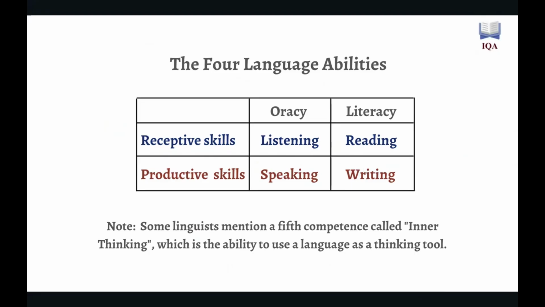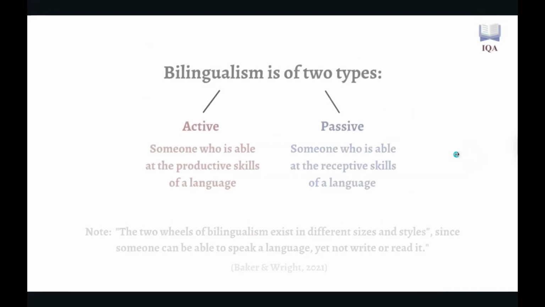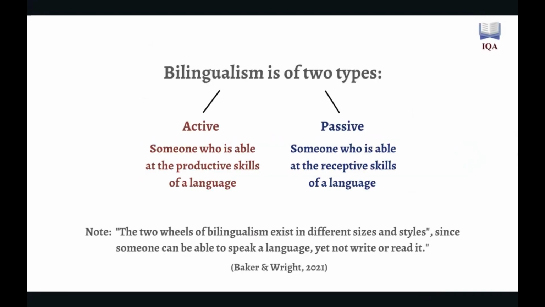There are many people here that might have Somali or Urdu as their first language, but you go to university in English. If I was to tell you to write a paper on political science in Somali or in Urdu or in Pashto, you would probably have a big amount of difficulty. You might not even be able to do it at all. Does that mean that you're not bilingual? Does that mean that you don't know your L1, your Somali, or your Urdu, or whatever the language may be? No, because the two wheels of bilingualism exist in different sizes and styles, since someone can be able to speak a language, yet not write or read it.